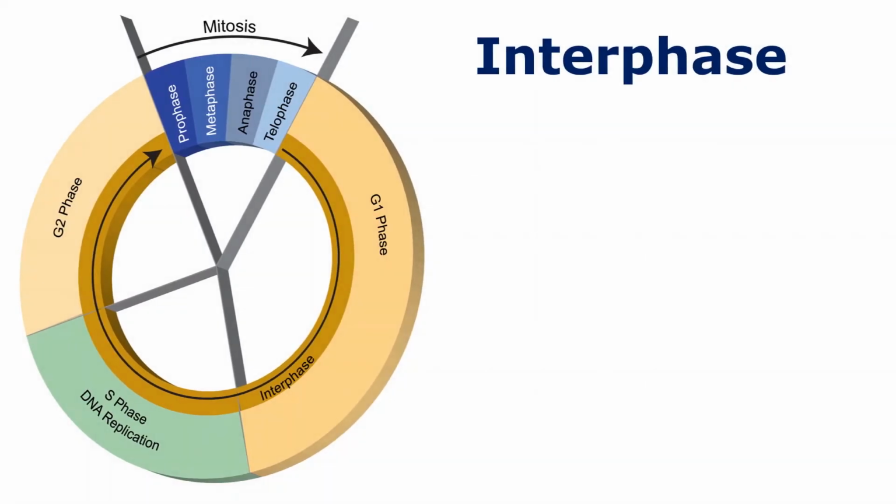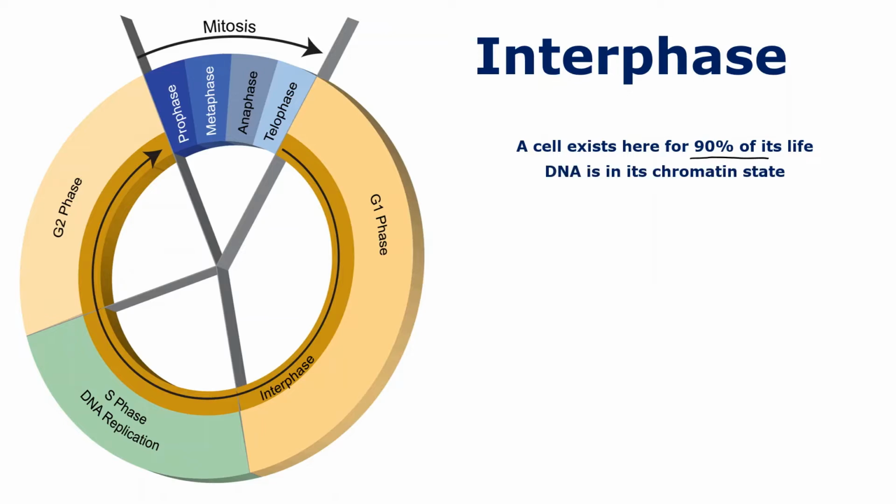So let's look at interphase first. Again, interphase is anything that's not mitosis. 90% of the time. Again, this picture is pretty good at showing a circle with most of it being eaten up, if you will, by interphase, and mitosis is a small part. So 90% of the time, a cell is in interphase.